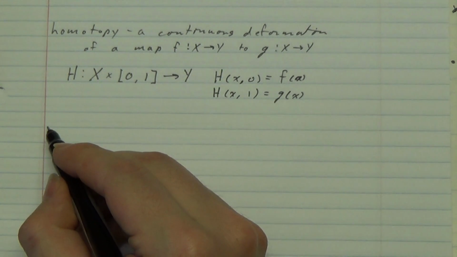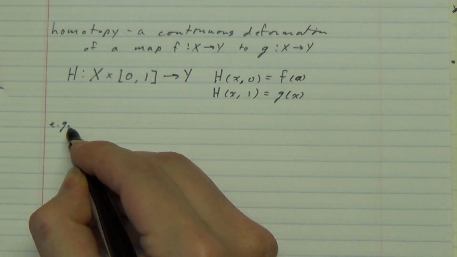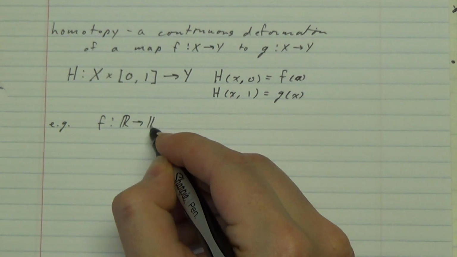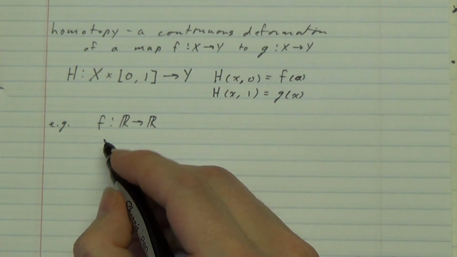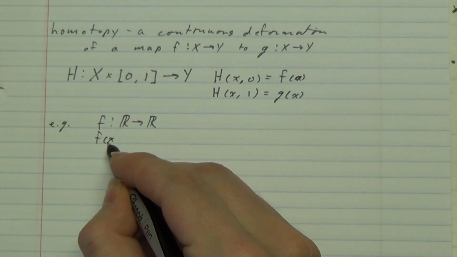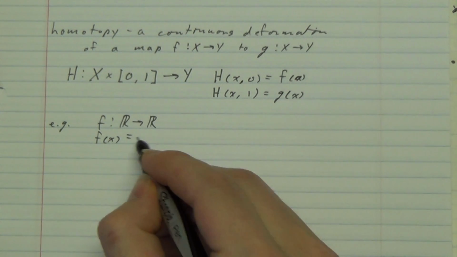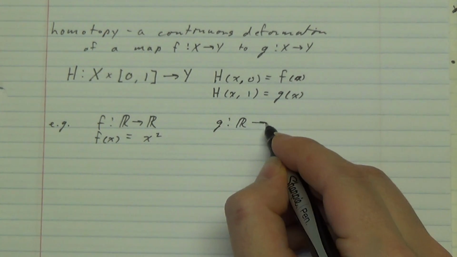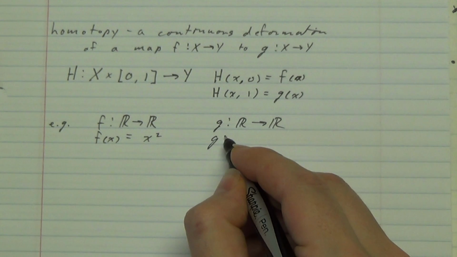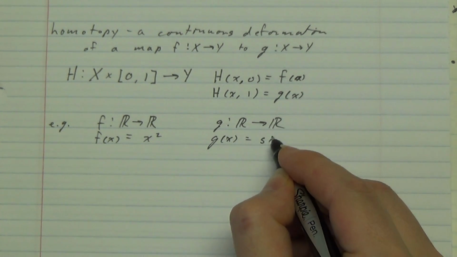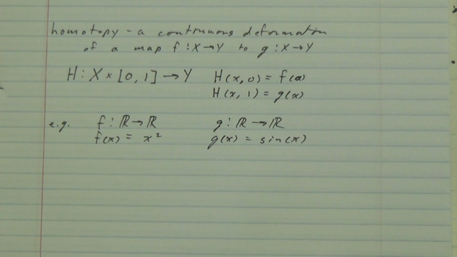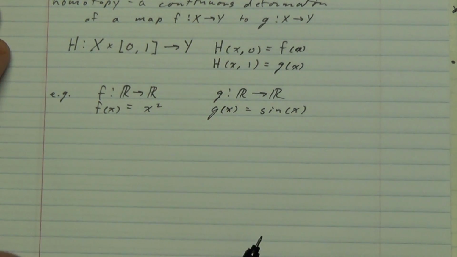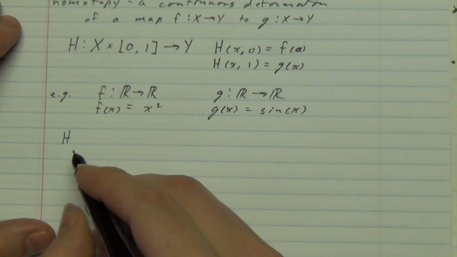And let me show you an example of this. Here's a function from the real line to the real line. F takes any number x in this case to the square. G, also a function from the reals to the reals. G takes a number to its sign. Two maps from the reals onto the reals, and a homotopy between them.